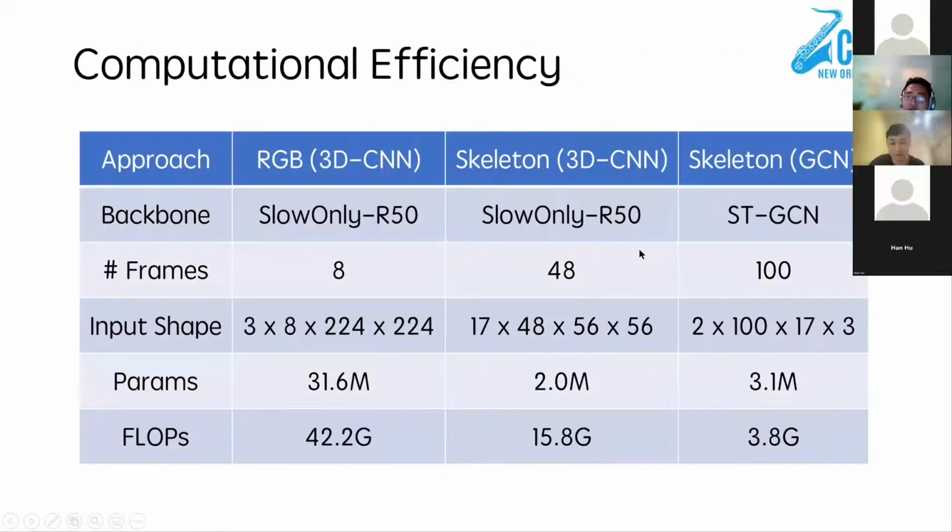Here we demonstrate the computational efficiency. Skeleton-based action recognition is much lighter than RGB-based ones in both parameter size and FLOPs. The table shows that the parameter size of a skeleton action recognizer is 10 times less than an RGB action recognizer. Instantiated with the same 3D backbone, a skeleton action recognizer can process a 6 times longer sequence with much less computation consumed than an RGB action recognizer.